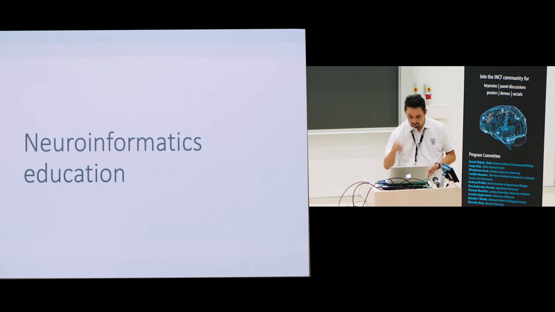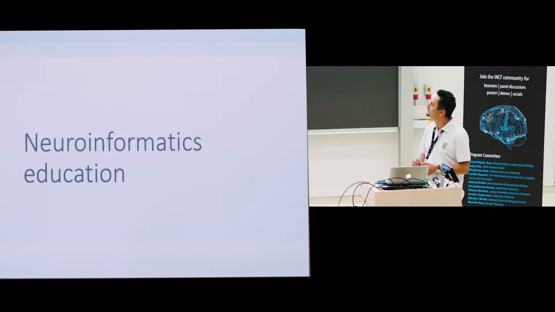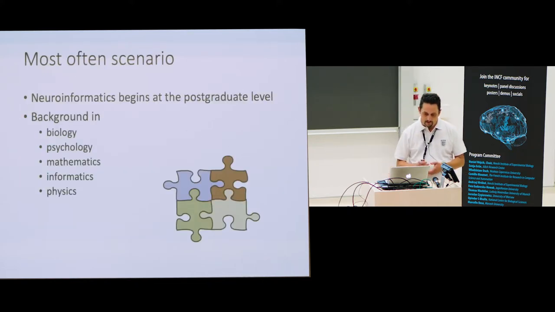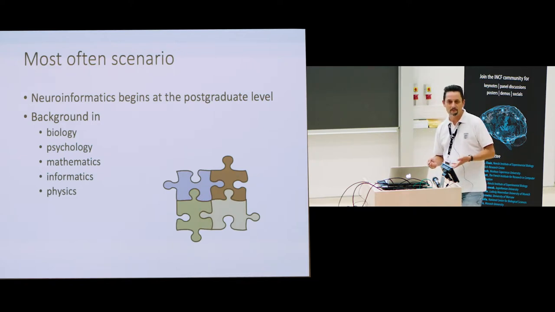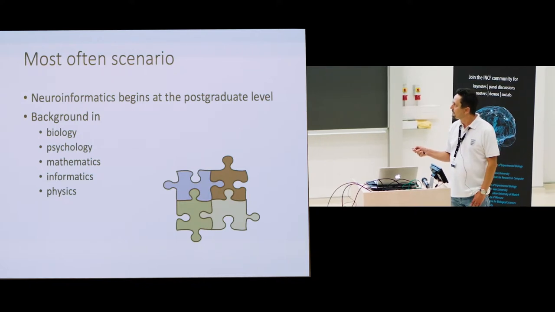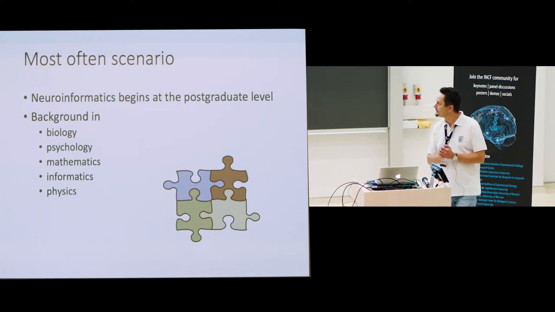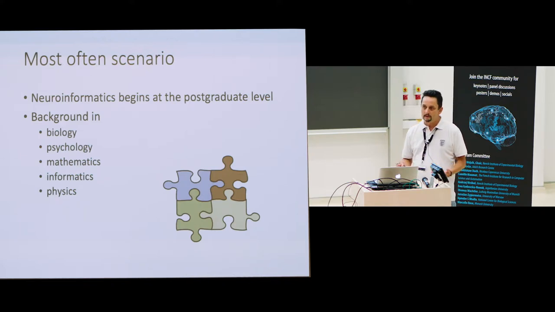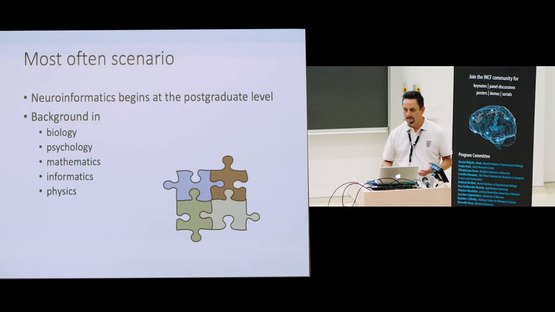Now for the neuroinformatics education. Most often the scenario is, as it was already said, that people come from different fields like biology, psychology, mathematics, informatics, and physics, and they try to join this community at the level of PhD studies, usually, when they join some laboratories and get involved in real studies.